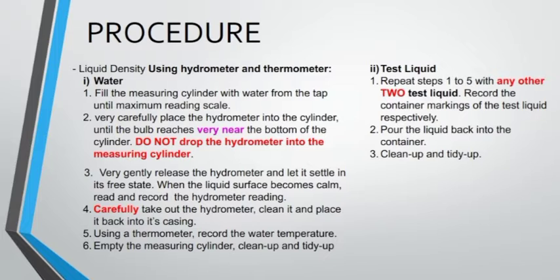3. Now gently release the hydrometer and let it settle in its free state. When the liquid surface becomes calm, read and record the hydrometer reading. Next, carefully take out the hydrometer, clean it and place it back into its casing. Next, using a thermometer, record the water temperature. Next, empty the measuring cylinder, clean up and tidy up.